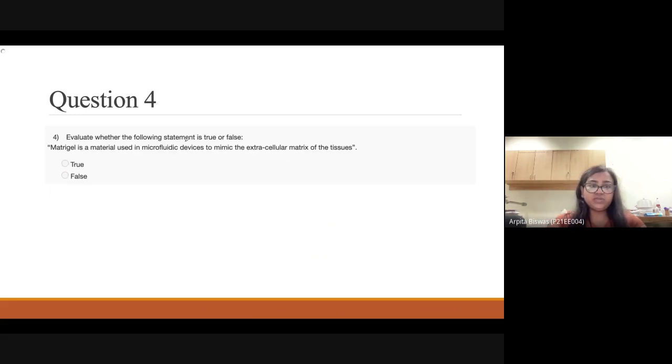Evaluate whether the following statement is true or false. The statement is: Matrigel is a material used in microfluidic devices to mimic the extracellular matrix of the tissues. Is the statement true or false?